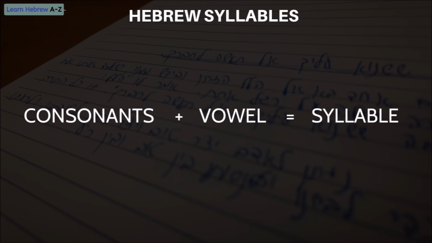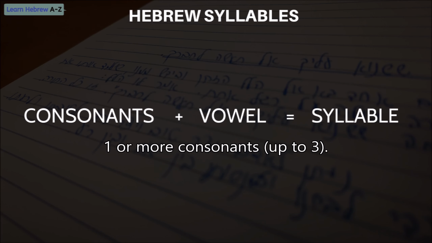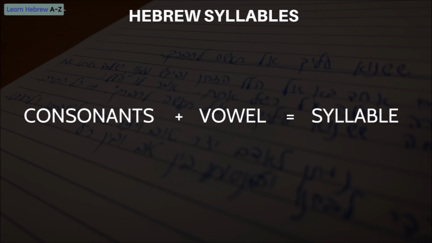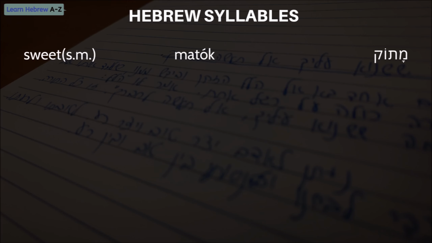A syllable is a combination of a consonant and a vowel. It can be made of one consonant or more. Let's look at the word matok. The first syllable is ma, and the second syllable is tok. Together, matok. Throughout the lesson, I will use a vertical line to separate the syllables.